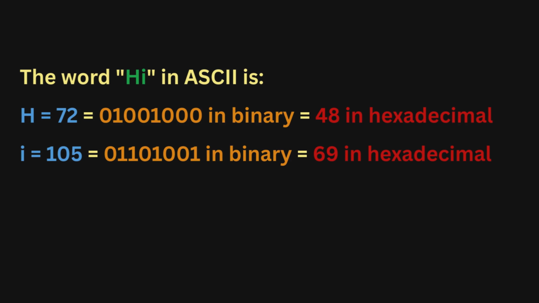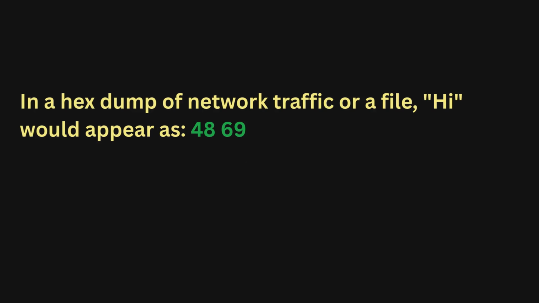For example, the word hi in ASCII, you've got H equals 72 equals 01001000 in binary equals 48 in hexadecimal. Lowercase i equals 105 equals 01101001 in binary equals 69 in hexadecimal. In a hex dump of network traffic or a file, hi would appear as 4869. Recognizing that 48 is uppercase H and 69 is lowercase i becomes second nature with practice.